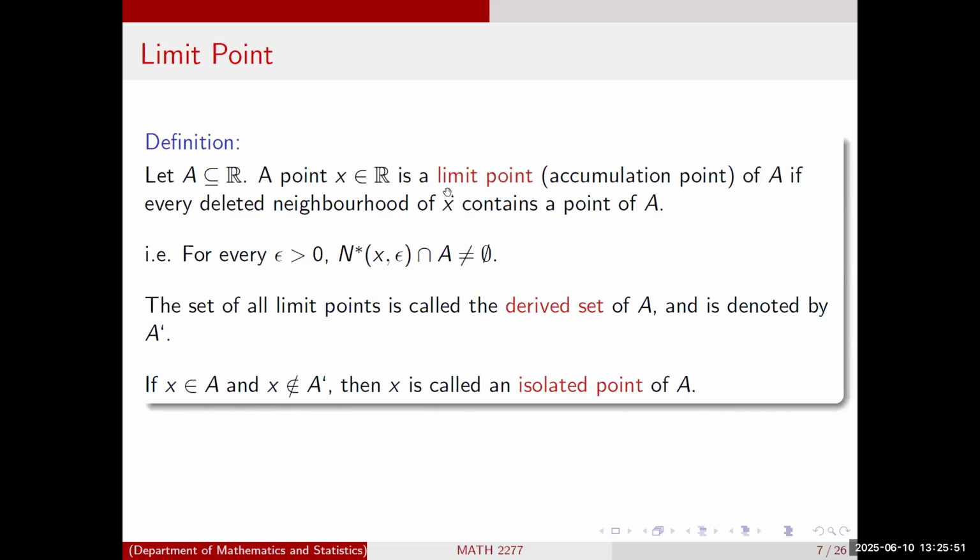The limit point, remember I said the limit point may or may not belong to the set. Right? So the limit point may or may not belong to the set. It could be any real number.